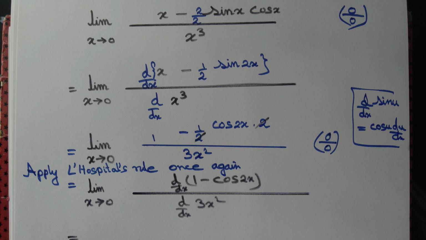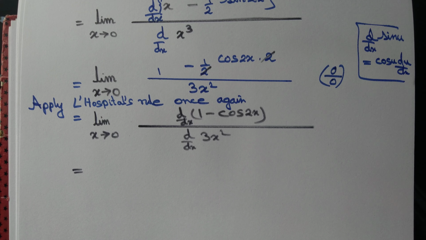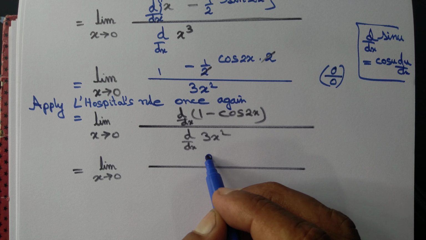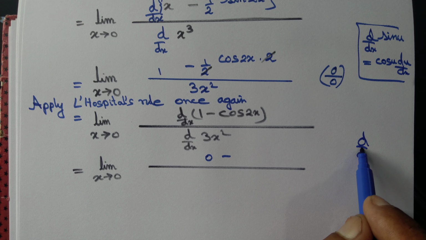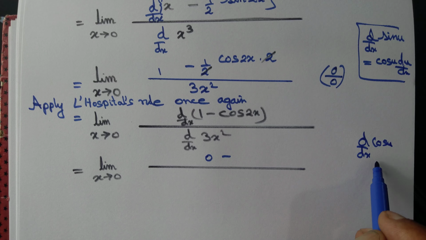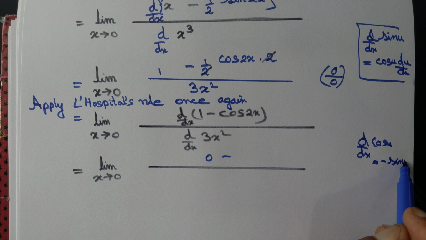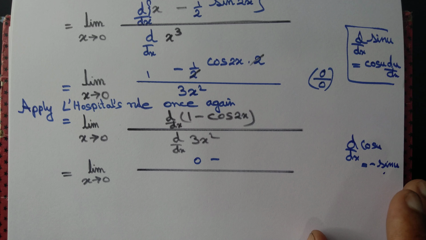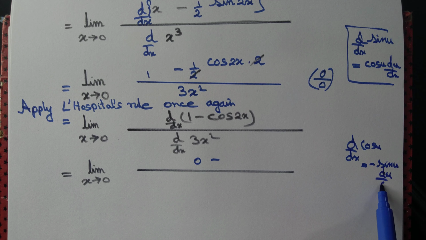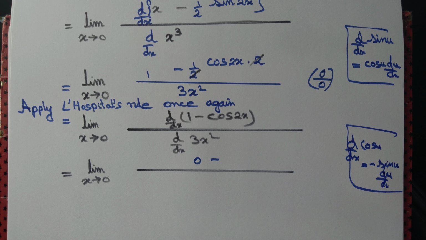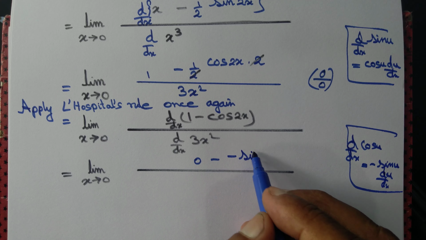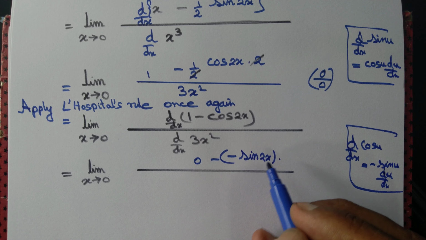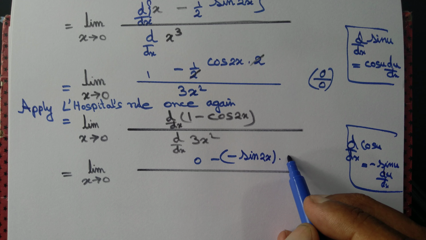That's equal to the limit as x tends to 0. The derivative of 1 is just 0, and then the derivative of cos 2x. We know that d/dx of cos u equals minus sin u times du/dx. So the derivative of cos 2x is minus sin 2x, and then the derivative of 2x with respect to x, which is just 2.